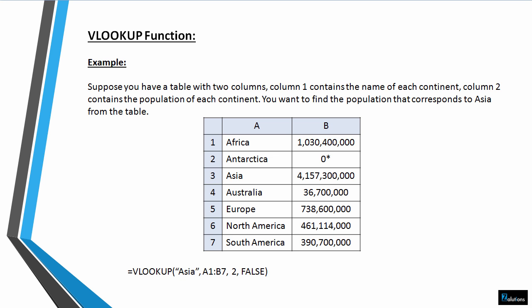So we would type =VLOOKUP, then type in the value we are interested in, Asia, with quotes around it because it's text. Then we select the location of the table that we want to use, A1 to B7. We want to return the population, so we want the column index number to be 2, the second column. We also want to match the word Asia exactly, so we type FALSE to have an exact match. So the formula would return 4.157 billion.